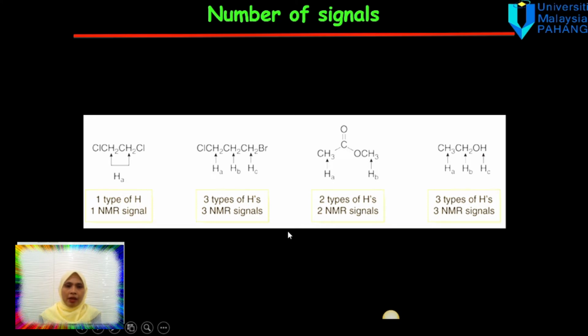Let's see the next example. In this case, the molecule is symmetrical and only one signal appears. In this case, they have a different electronegative atom on the right and the left side, so they have 3 different signals. In this case also, they have 2 different environments. One is directly attached to the carbonyl and one is directly attached to the oxygen, so they have 2 different signals. The next example is an alcohol, which is also the same, with 2 different signals.